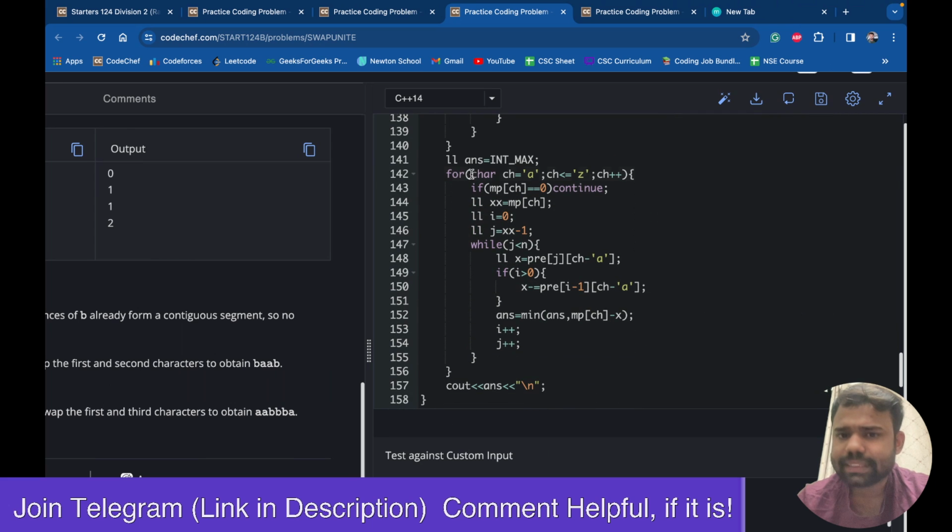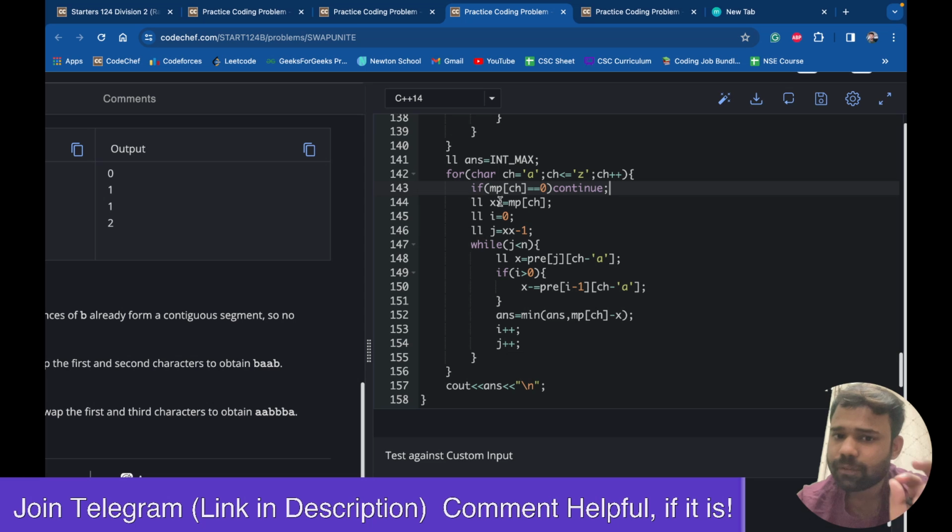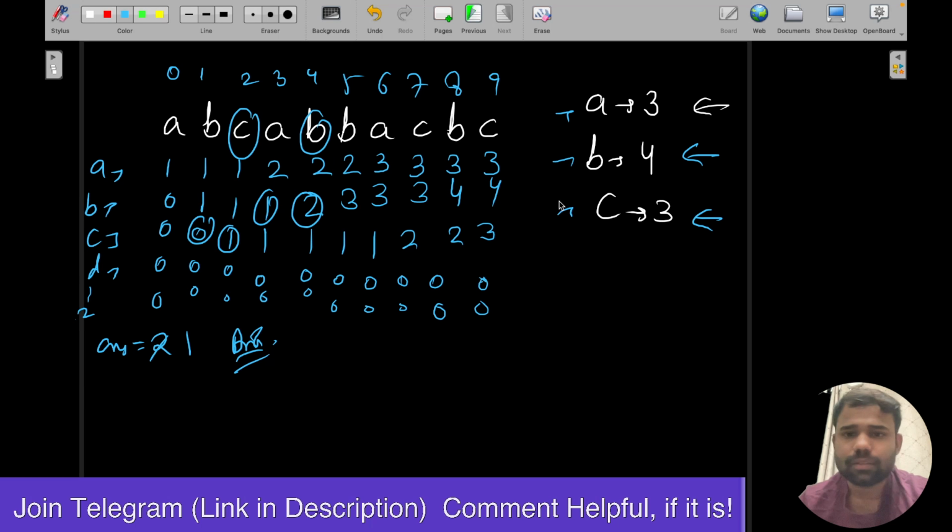Now for each character from A to Z, if that character's map value is 0, means it was not present, simply continue. We only have to check characters which are present. For example, A, B and C. If it is not present, continue. If it is present, let's see how many times it is present. Let's say 5 times, or here B was present 4 times. That means you have to take a window of size 4.